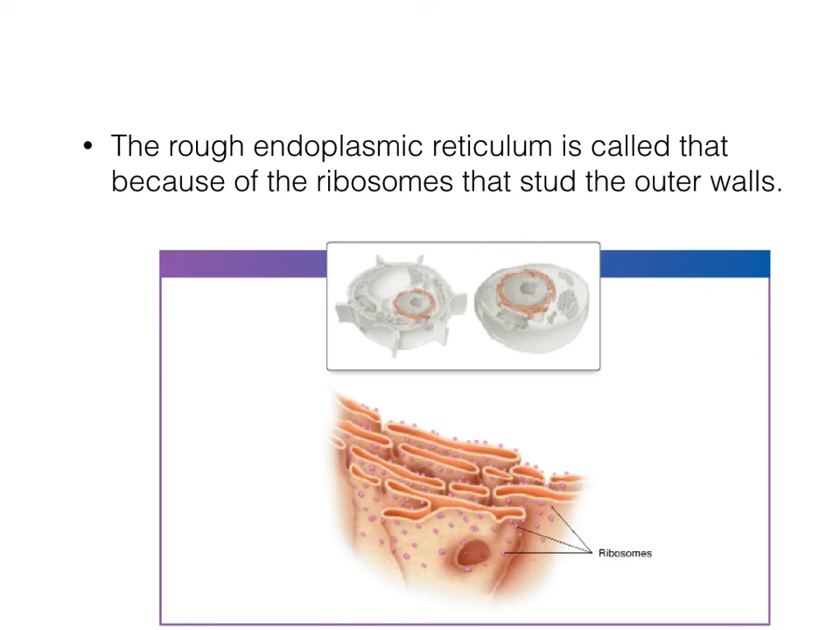The rough endoplasmic reticulum is called that because ribosomes stud the outer walls. So you can usually find the rough endoplasmic reticulum right around the nucleus, and you have the ribosomes right there so that the RNA leaves the nucleus and can go right to the ribosomes for protein synthesis.